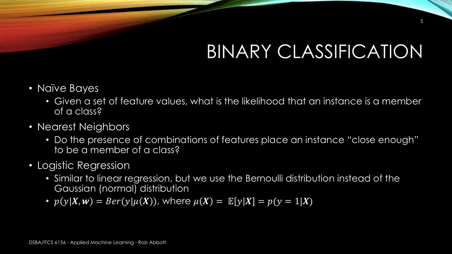So binary classifiers, there are a lot of different kinds of binary classifiers. We're going to touch on a few of these in this course. We can't cover the entire set because there are just too many of them to cover in any way, shape, or form. So some of the most common ones are naive Bayes classifiers. These are statistical classifiers that basically say, given a set of feature values for my different inputs, what's the likelihood that one of these instances is the member of a class?